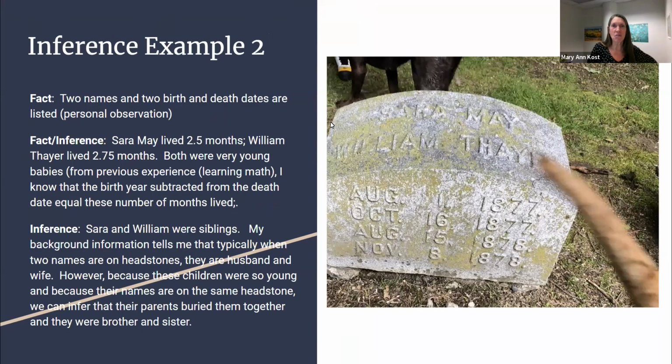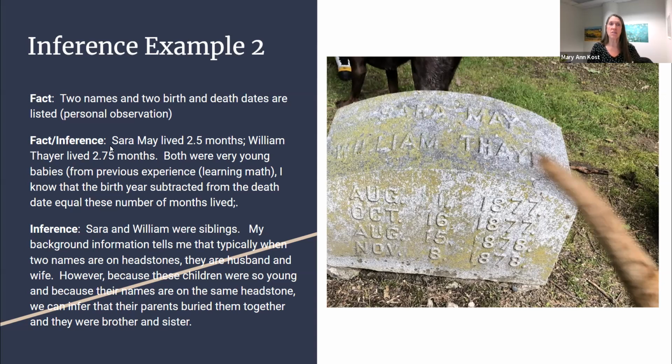Inference example number 2. I don't know if you can read this, but this says Sarah May and this says William Thayer. Sarah May and William Thayer. And the dates say August 17th, 1877, October 16th, 1877, August 15th, 1878, and November 8th, 1878. So the fact is there's 2 names and 2 birth and death dates on this headstone.